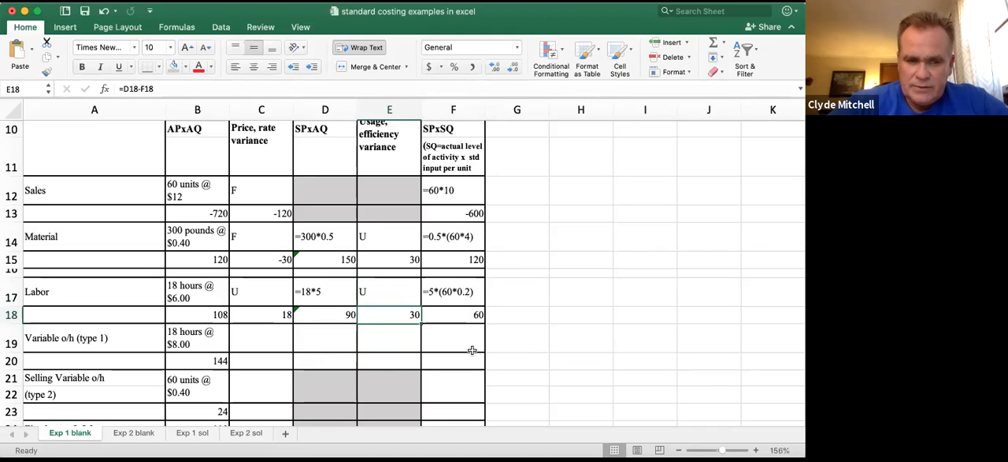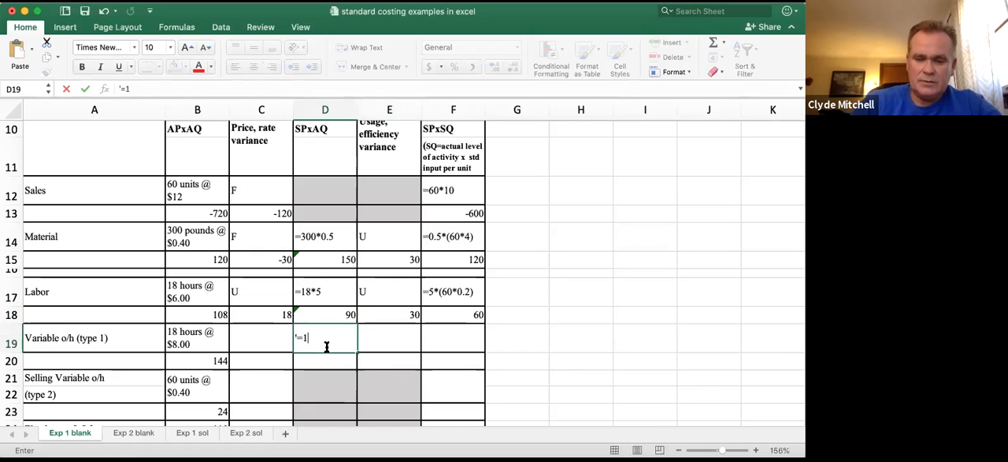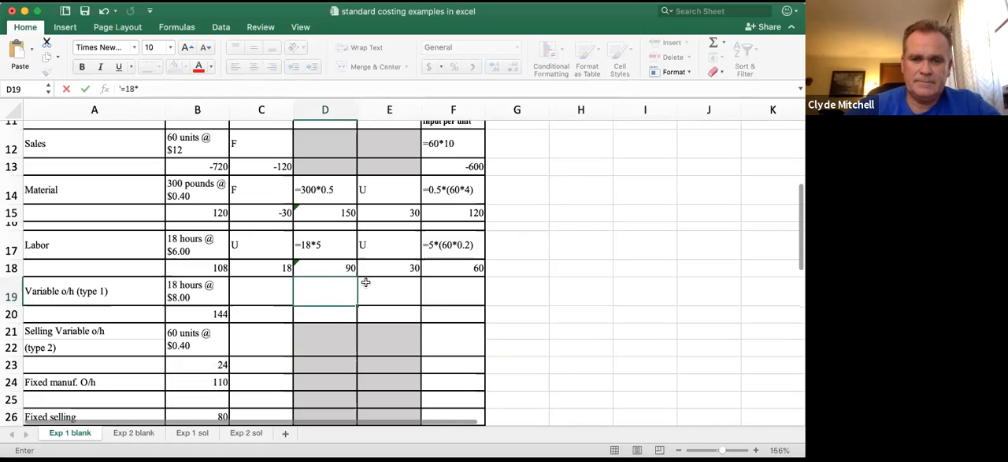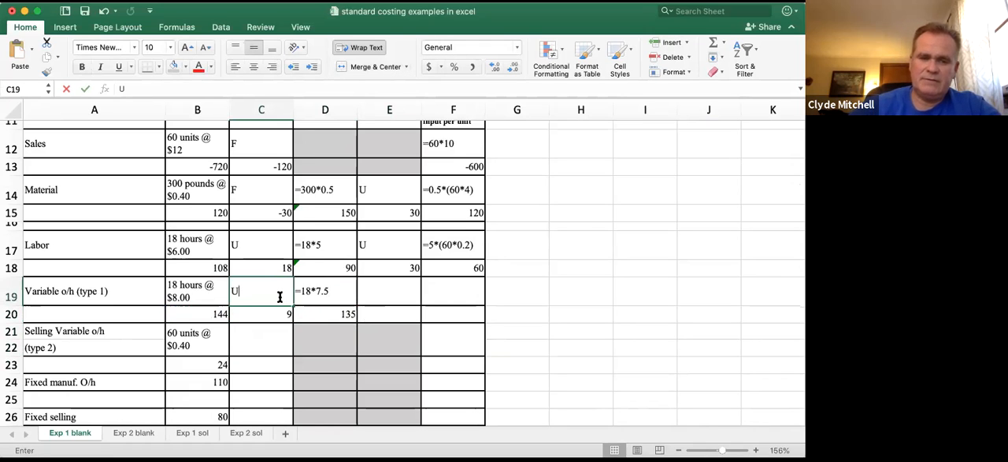Right, now we've got two types of variable overheads. In this particular case, the variable overhead for manufacturing is based on labor hours, so it's going to give us a very similar pattern to what we had in labor. So let's go work out the middle number here. We have got 18 hours times the standard rate per hour, which was $7.50. So that's 18 times $7.50, which is 135. What is our difference? Actual minus what it should be, and it's more than it should be, so it is an unfavorable variance.